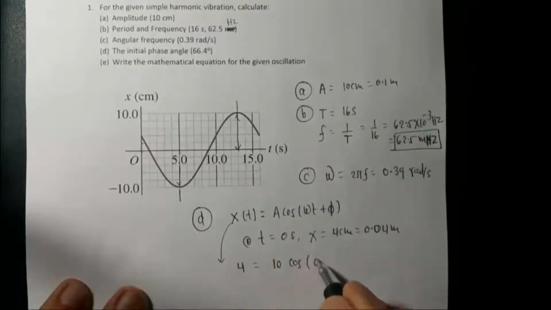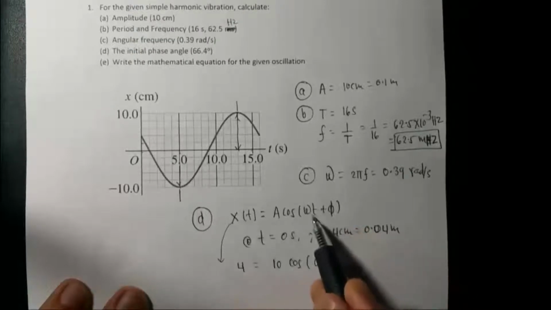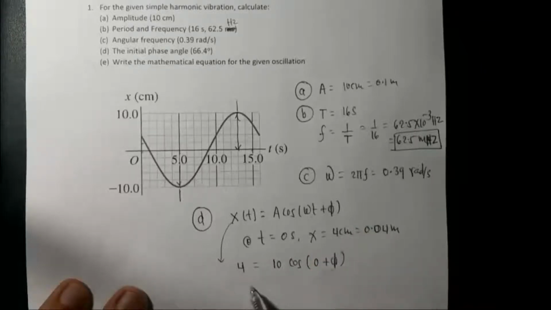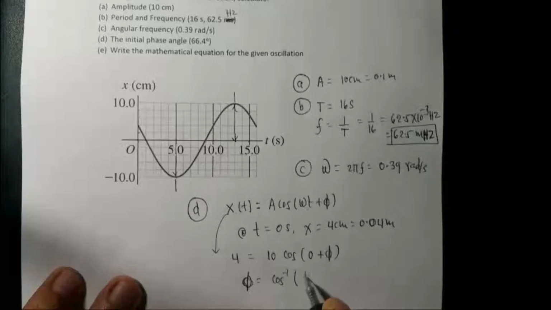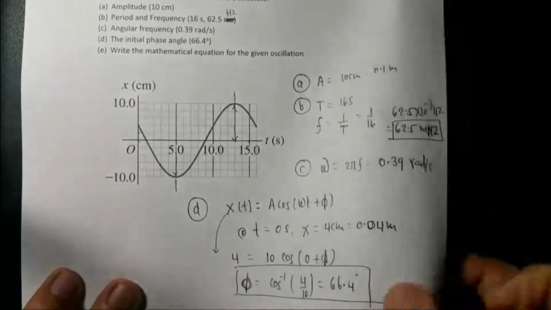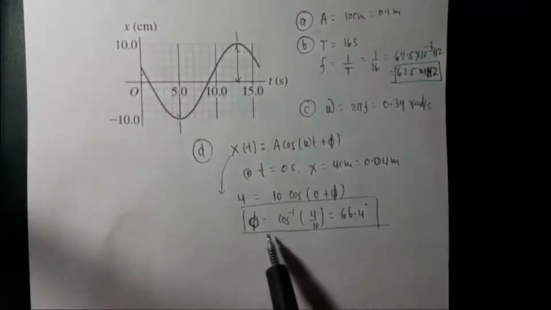So for omega t, that's the reason we found x at t equals 0. If you put t equals 0 here, this becomes 0 plus phi. So your phi, which is the initial phase or phase difference, the phase angle, is inverse cos of 4/10. If you do that, you get 66.4 degrees. You can just keep it in degrees. That's how you find the phase shift, phase angle, or initial phase.